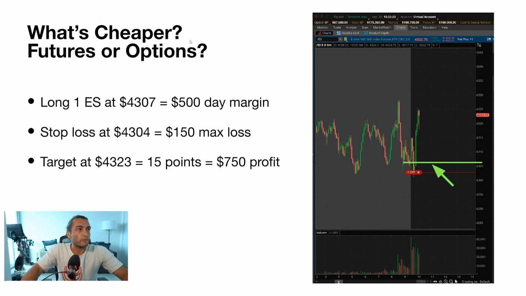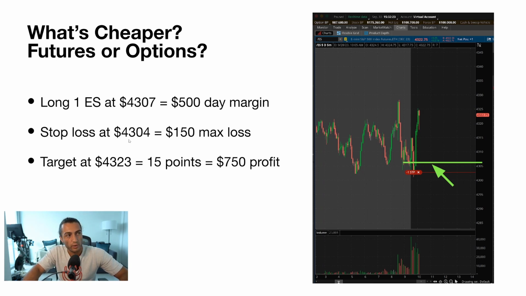So what's cheaper, futures or options? So let's say we took that same exact trade on the futures at 43.07, which I just showed you. Like I said, we need $500 in our account to execute that trade. If we don't have $500 in our account, we're not going to be able to open that position. All right. So 500 is the minimum that you need to keep in your account for most futures brokers out there.